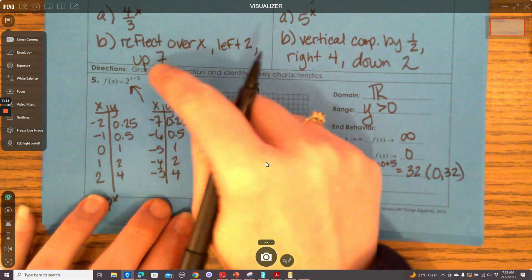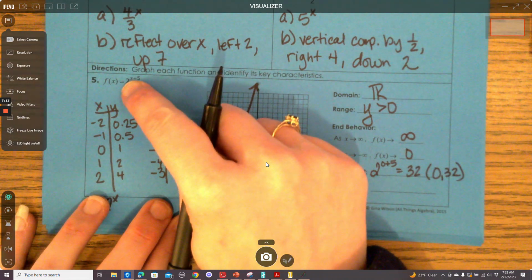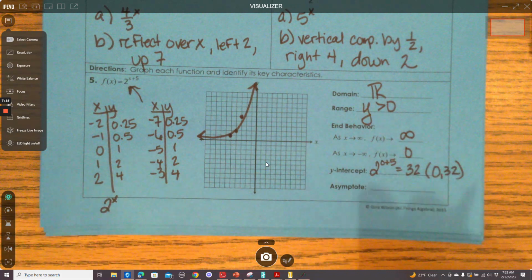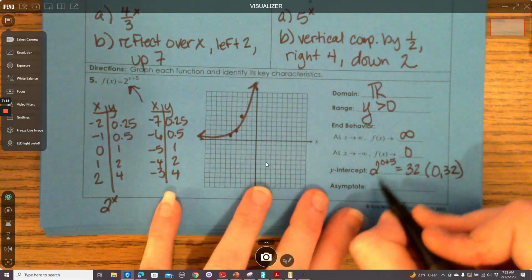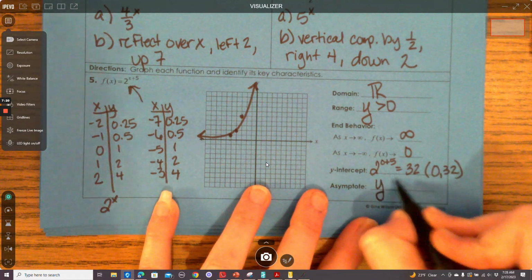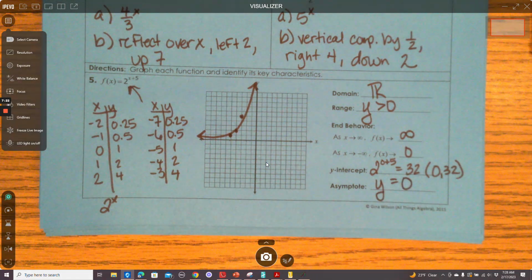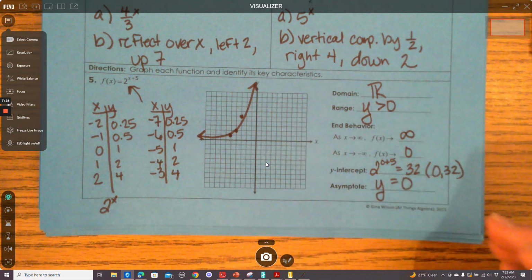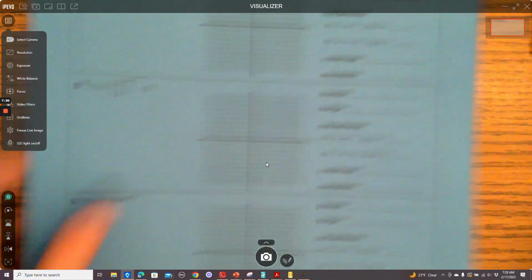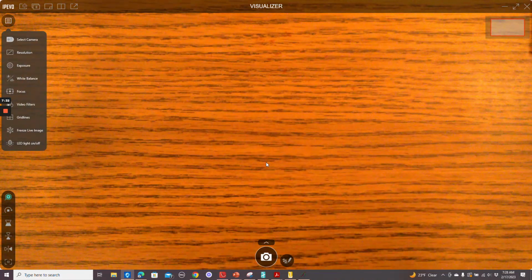So if you're ever trying to find the y-intercept, make the x value a 0, solve it, and that's how you find your y-intercept. And your asymptote here is still y equals 0. It's not going to cross that x-axis, okay? All right, so let's look at some more examples of what these look like on the graph.